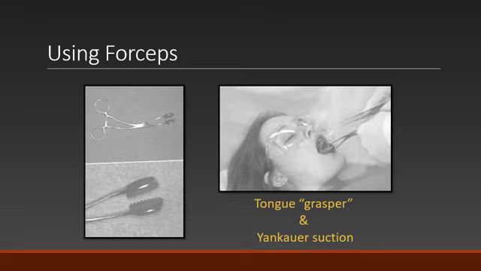And you can see they've combined the tongue grasper forceps with the Yankauer suction to be able to pull the tongue out so they can actively see and then suction down in the posterior oropharynx.